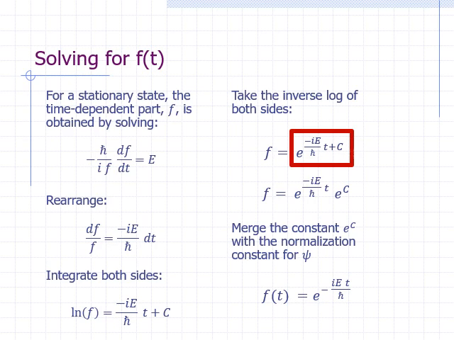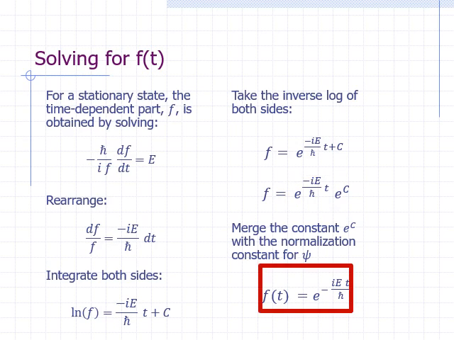We can rewrite the right-hand side as e to the negative iEt over h bar times e to the c. For convenience, we omit e to the c in our expression for f, since we can just account for it when we later normalize the state function. So we end up with f being equal to e to the negative iEt over h bar.